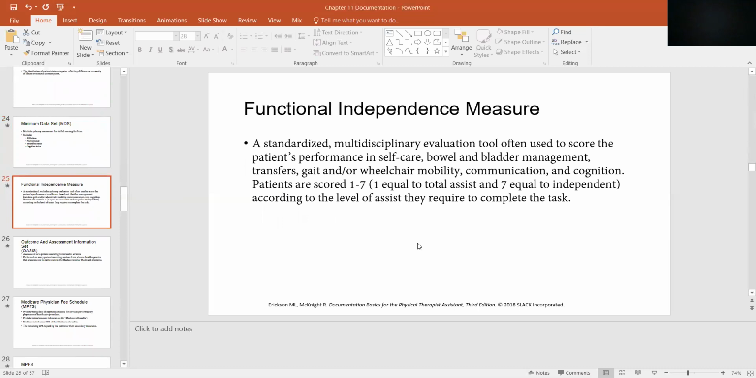The functional independence measure, I'll just go ahead and read this out. It's a standardized multidisciplinary evaluation tool often used to score the patient's performance in self-care, bowel and bladder management, transfers, gait and/or wheelchair mobility, communication, and cognition. The patients are scored from 1 to 7, 1 equaling total assist, 7 equaling independent, and it's according to the level of assist they require to complete the task. So we'll get into that a little bit more as we do the testing and measurement outcomes section.